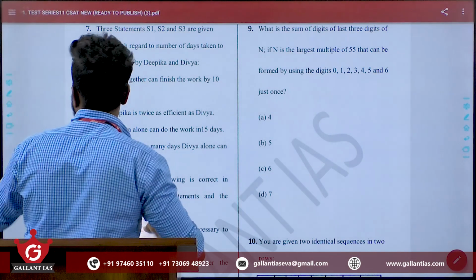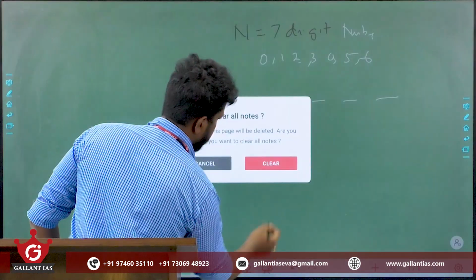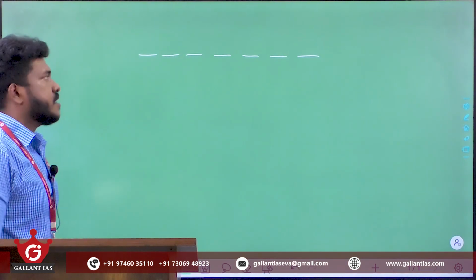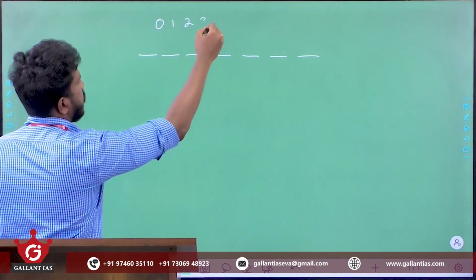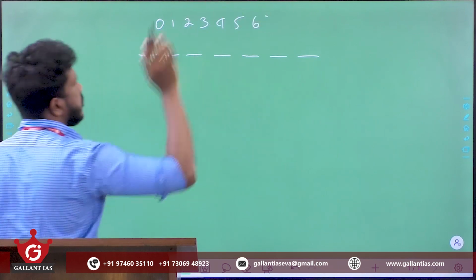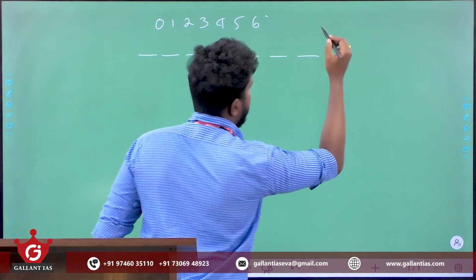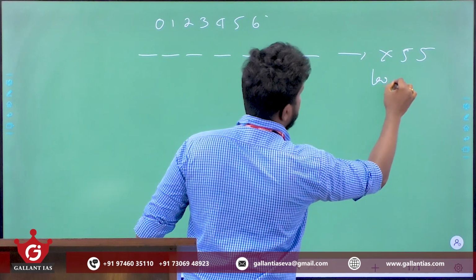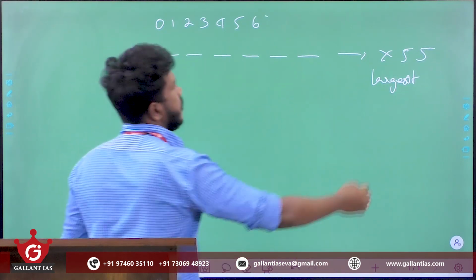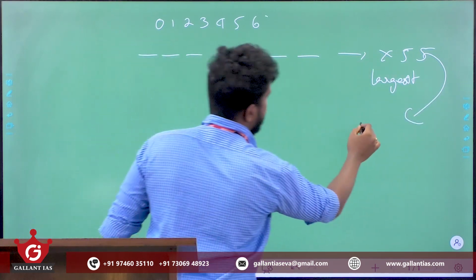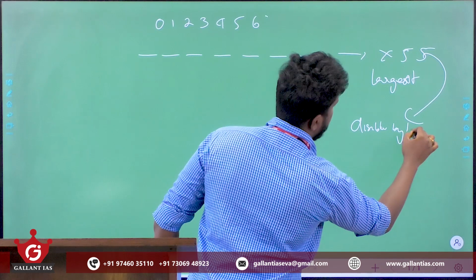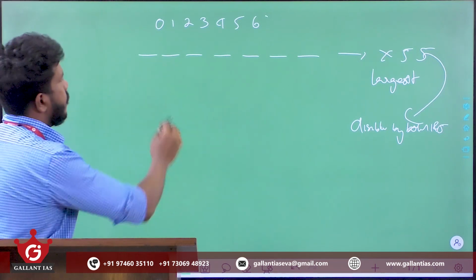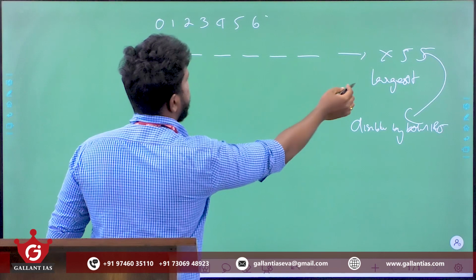n is a 7-digit number containing the values 0, 1, 2, 3, 4, 5, 6, right? So what are the conditions? The number should be a multiple of 55. Not only a multiple of 55, it should be the largest multiple of 55. Since it is the largest multiple of 55, this number should be divisible by both 11 and 5. So now look here, this number, 1, 2, 3, 4, 5, 6, 7, right?